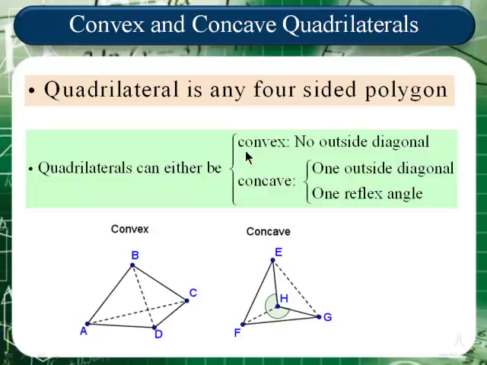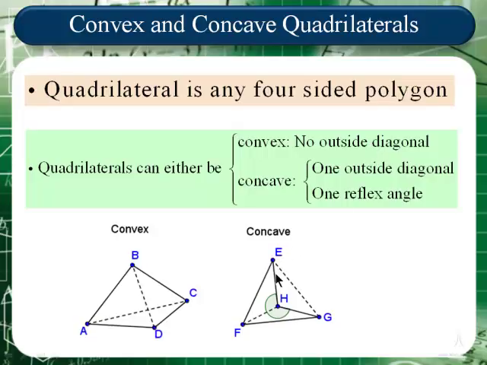So if a quadrilateral is convex, then there will be no outside diagonals. If we look at quadrilateral ABCD, then of course the diagonal is a line segment connecting two opposite angles. The first diagonal is the diagonal AC, and the second one the diagonal BD. And both these diagonals lie inside the quadrilateral, so there are no outside diagonals.